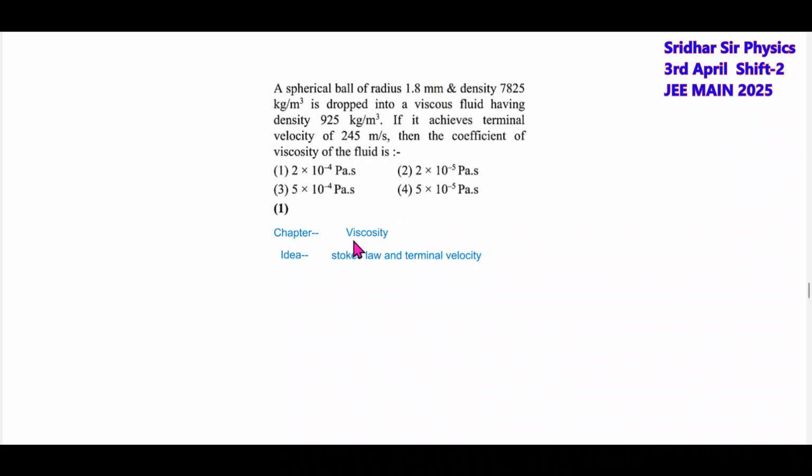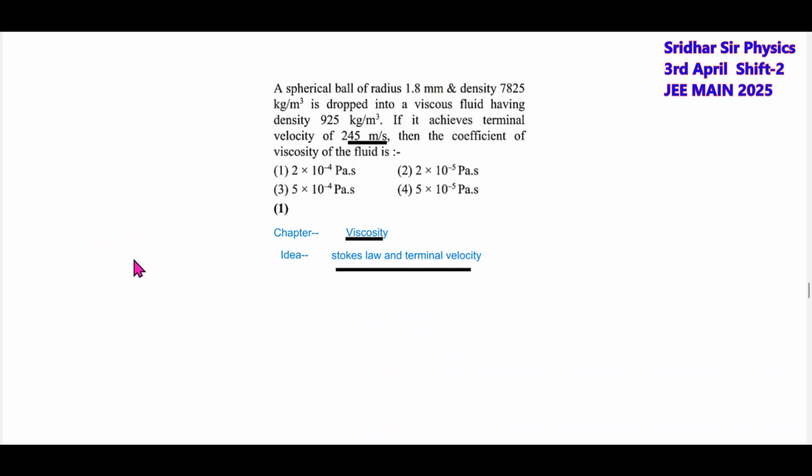This question is based on the chapter viscosity, and the idea involved is Stokes law and terminal velocity. This is a formula. Let me read the question. A spherical ball of radius 1.8 millimeter and density 7825 kg per meter cube is dropped into a viscous fluid having density 925. If it achieves a terminal velocity of this much, find the coefficient of viscosity of the liquid.